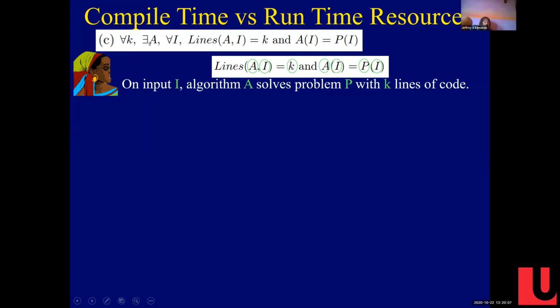P is sorting. Coming up with an algorithm that solves sorting is easy. Well, relatively easy. Once you've learned quick sort or insertion sort, it's easy, right? I come up with an algorithm, insertion sort, it solves P. But coming up with an algorithm that both has 2 lines of code and that solves P, that sounds hard to me.